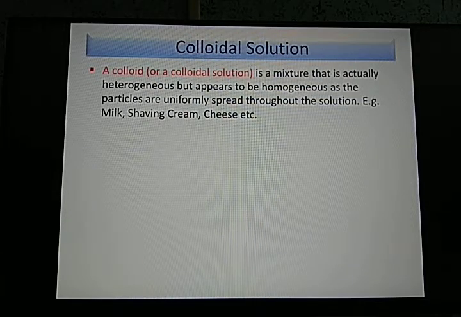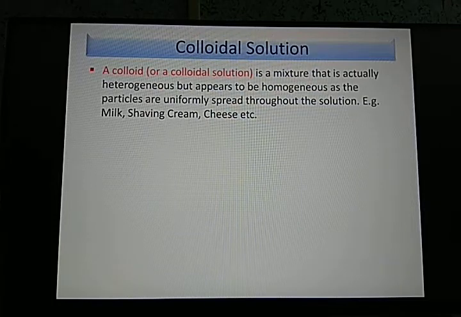And what kind of mixture is it? It is actually a heterogeneous mixture. But it behaves similar to that of a homogeneous mixture. Means the nature is that of a homogeneous mixture. From outer appearance, it would seem just like a homogeneous mixture. But in fact, if we see the chemical composition, then it is actually heterogeneous.